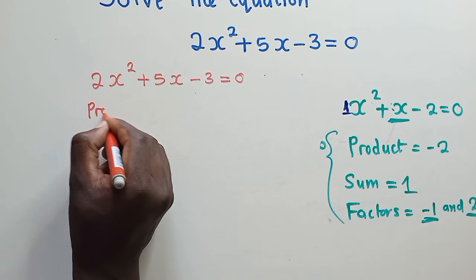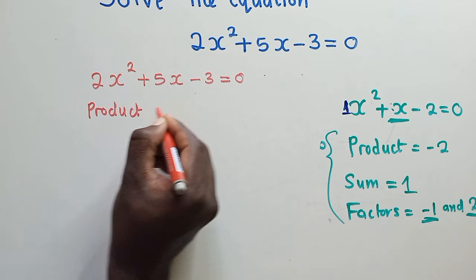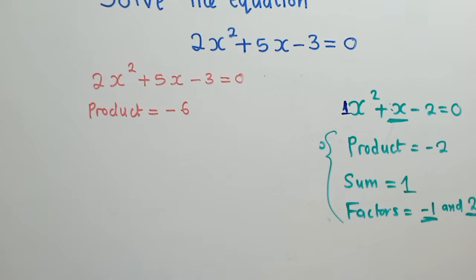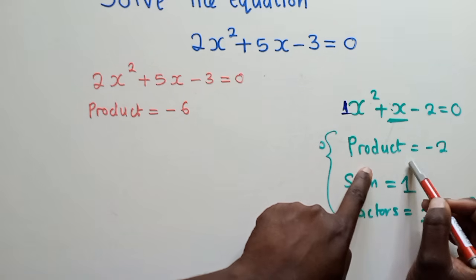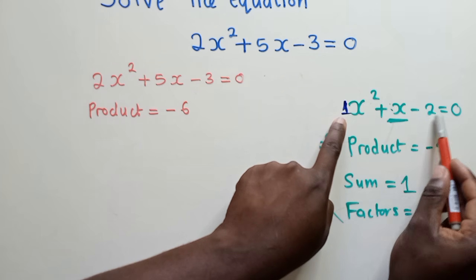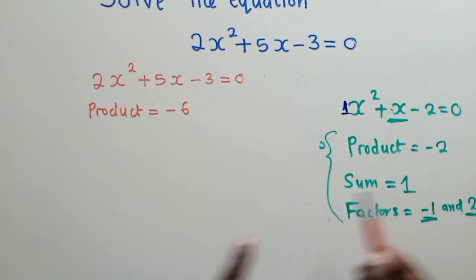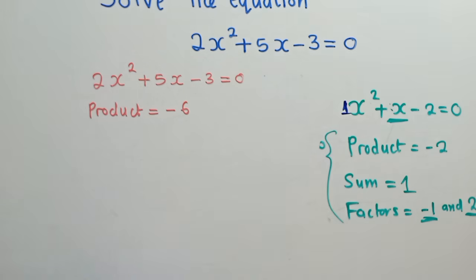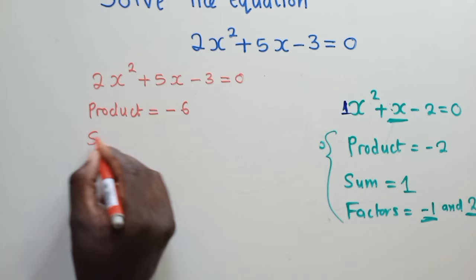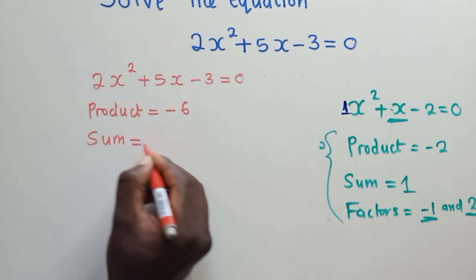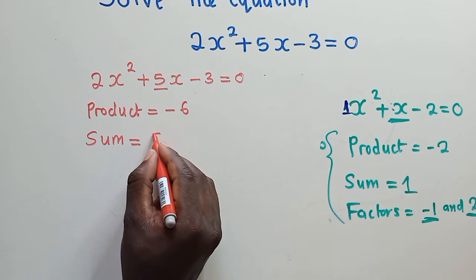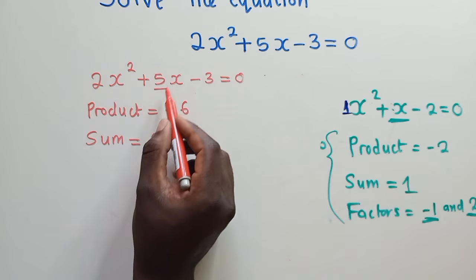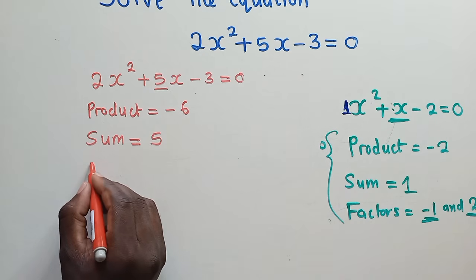Let's identify our product. What is our product? It's negative 6. Remember here, to find the product, we said 1 times negative 2. It gave us negative 2. The same applies here. 2 times negative 3, it will give us negative 6. That's our product. Let's go to our sum. Our sum, we just pick the number that is here. This is 5. Remember, we got the number which is here, which is a 1. Here, it's a 5.